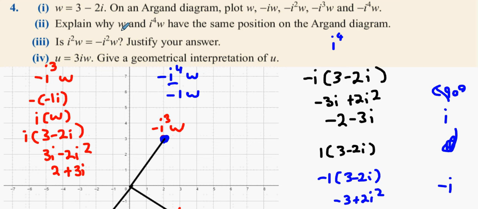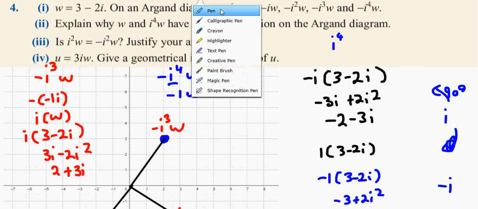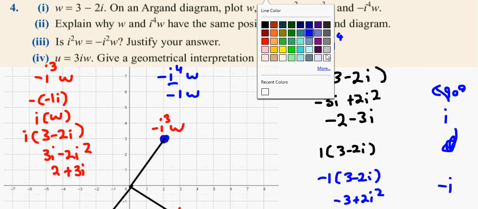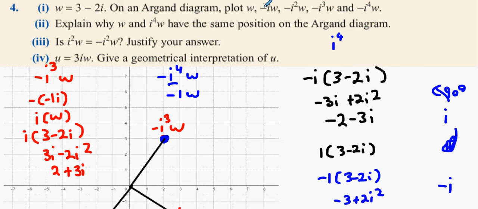Okay, explain why W and i squared W have the same... Oh, I see why this is so difficult now. It's obviously a misprint. Yeah, that's right. Yeah, it's a misprint. Sorry, just seeing that now. These should have all been just regular.